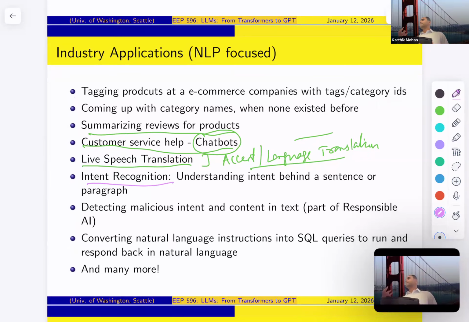Intent recognition, this is a very fundamental task, you can say, because whatever language comes up, whatever you write or you say or you speak or you chat, you first want to understand the intent. What is being conveyed here? So intent recognition is very important. And connected to that is detecting malicious intent and content in text.